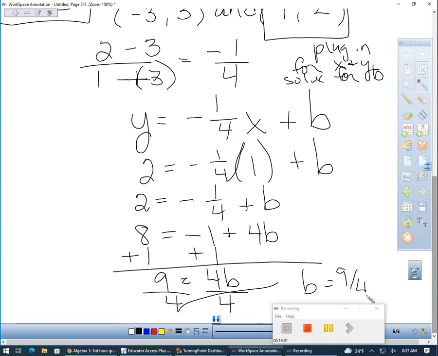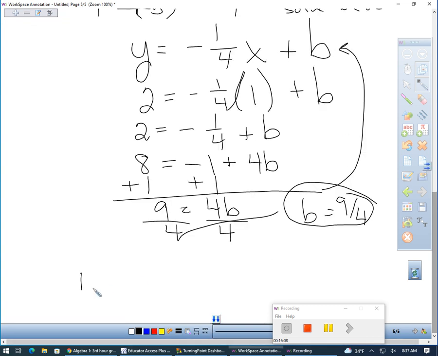So I'm going to take this 9 over 4 and plug it back into my equation where b goes. So I end up with y equals negative 1 over 4x plus 9 over 4. Very good. Yes, it is. That's why when we go to do section 5-4, there's an easier way. But we're only going to do this for now. Okay? All right. Next section, I still have a little bit of time.